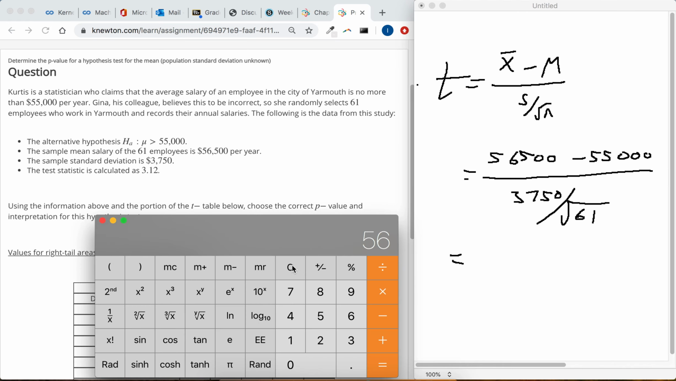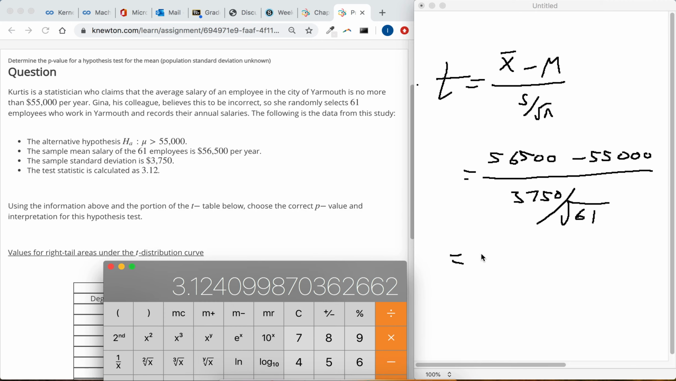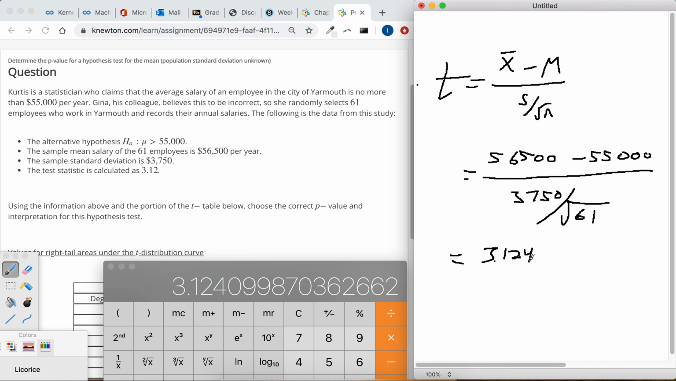56,500 subtract 55,000. Oh, I should have done the bottom first. Let's do the square root of 61. Then do 3,750 divided by that square root. Then do 56,500 subtracted by 55,000. If you're having trouble with what I'm doing here, just do it step by step. Subtract the top first and write that out. Do the square root and write the whole thing out again. Divide this by whatever you got for the square root. Then write out whatever you have. Step by step, make sure you get the same thing I get, about 3.124, because we need that test statistic.